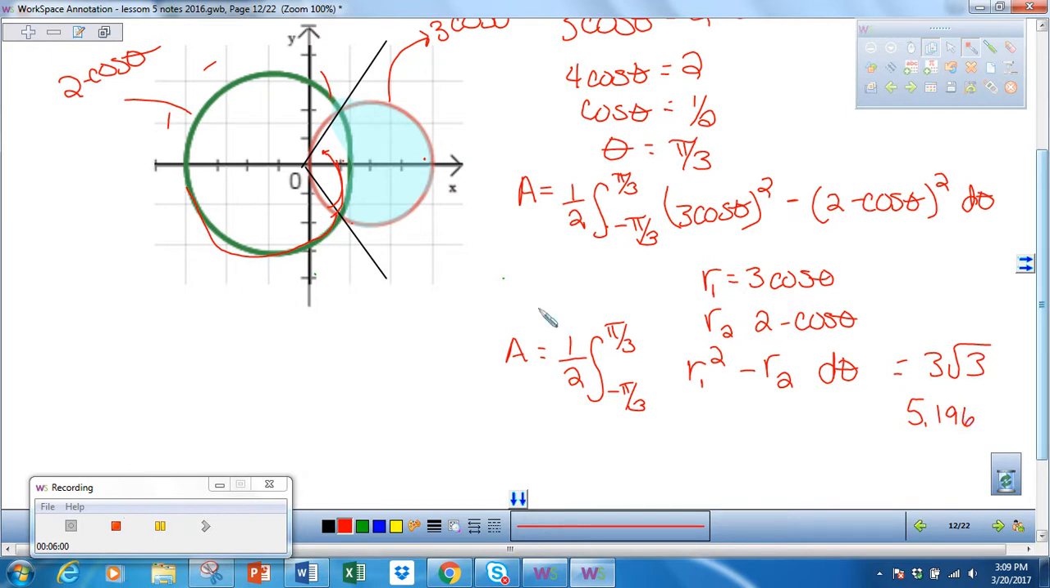Okay? So what you had to know here is that you draw your radial lines, you find your point of intersection by setting them equal to each other, and then you integrate from that radial line doing top curve, right curve minus left curve, or if it had been the other way around, top minus bottom.